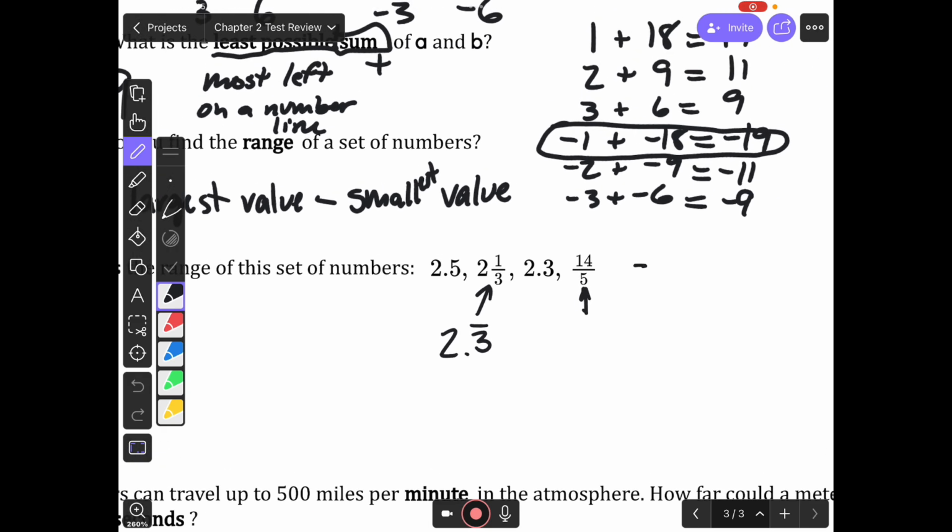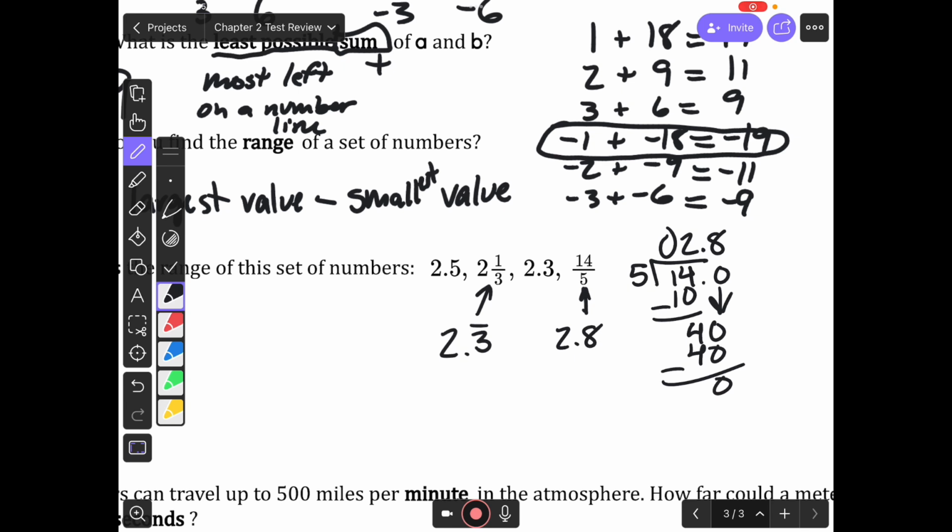14/5, this would be looking like that. Numerator inside, denominator outside. 5 does not go into 1, but goes into 14 twice. I get a 4, I need to add a decimal and add a 0 to the 10th place, which I get an 8, goes in evenly. This is 2.8. I'll rewrite these really quick. 2.5, 2.3 repeating, 2.3, and 2.8.